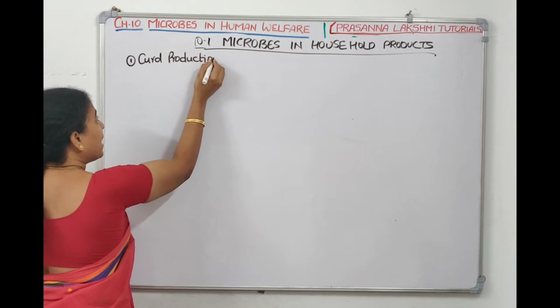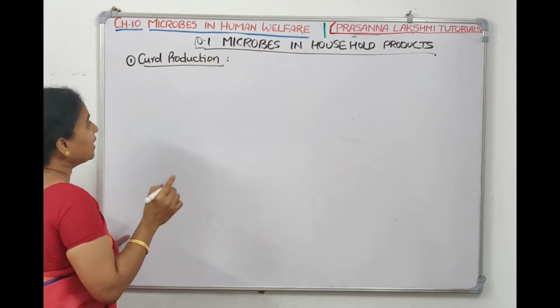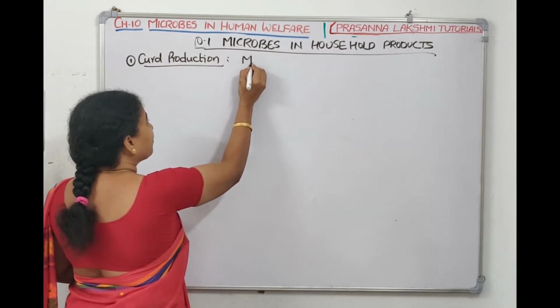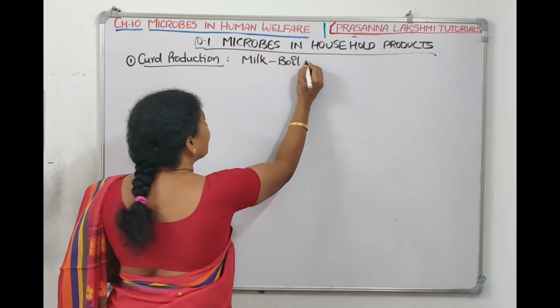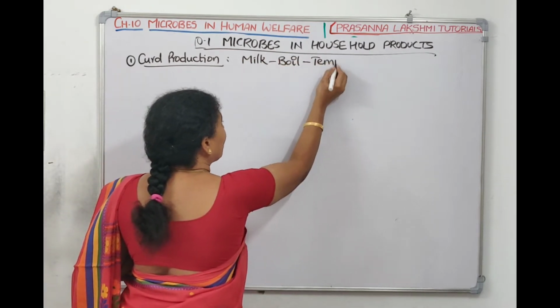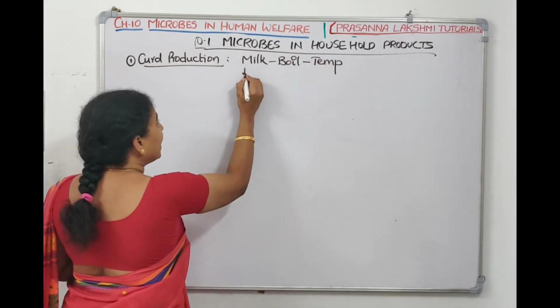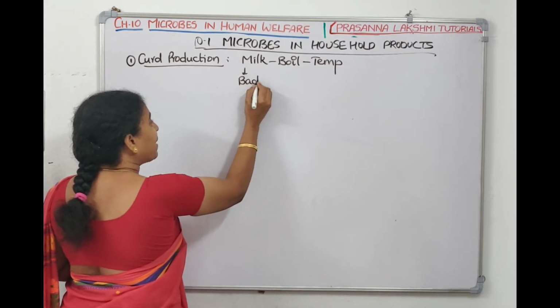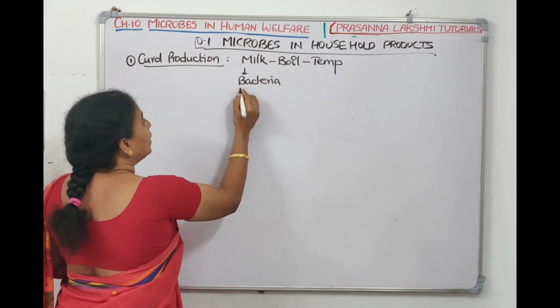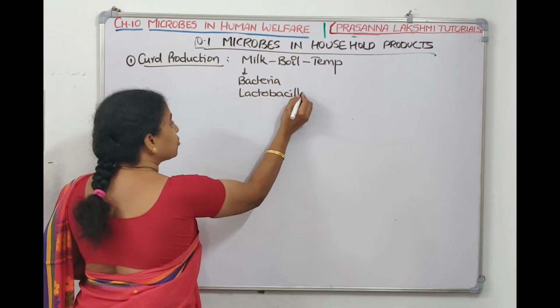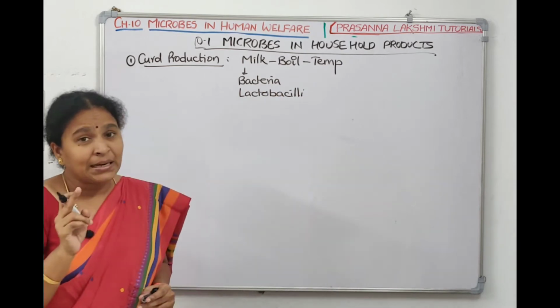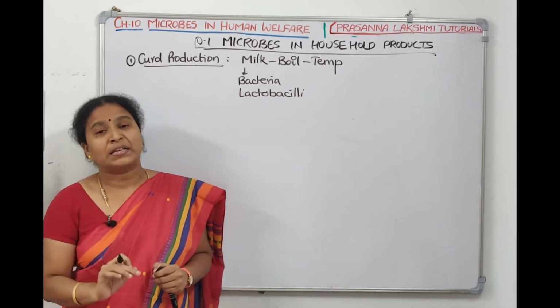Now, how do we make curd? You should ask your mother, right? You can take milk and boil the milk. Boiling will give you the temperature which is required. Now the milk contains bacteria. What is the bacteria present in the milk? It is called Lactobacilli. Bacilli means rod-shaped bacteria. Milk contains a bacteria called Lactobacilli.